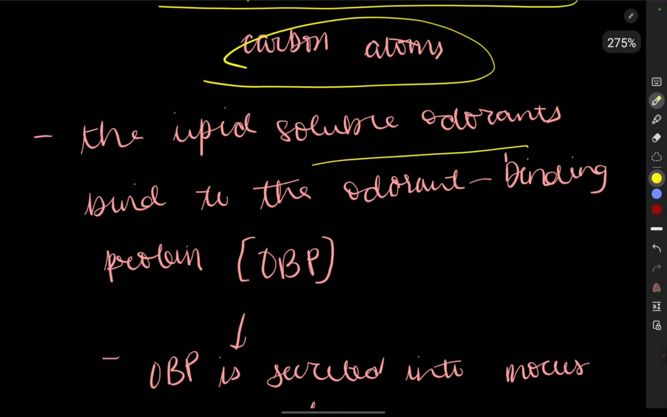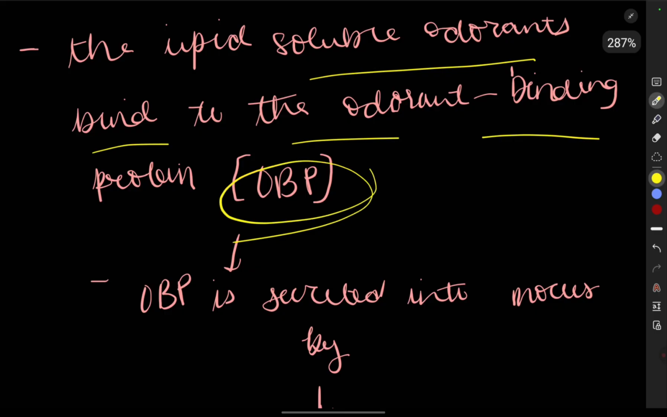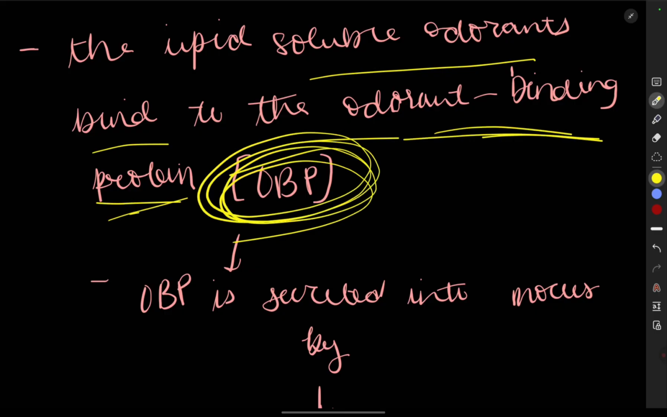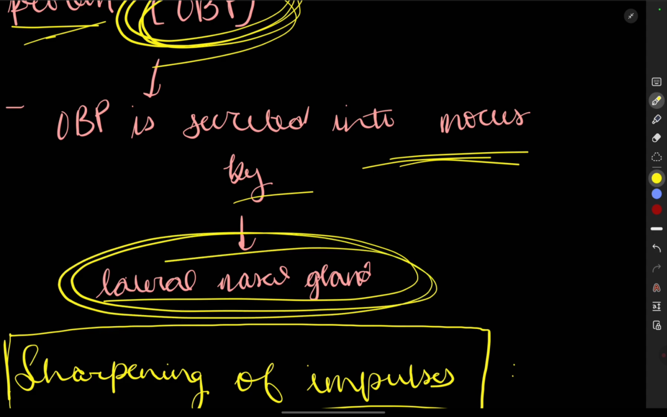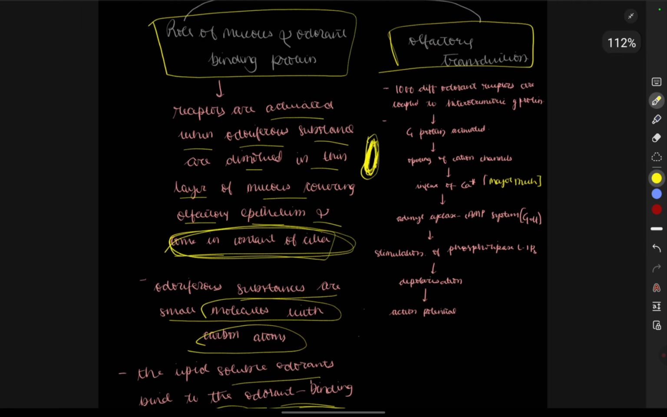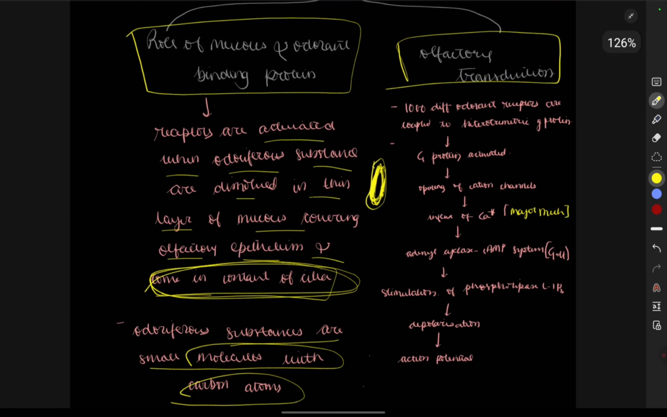Now the odoriferous substances are small molecules with carbon atoms. The lipid soluble odorant binds to the odorant binding protein, that is OBP. The odorant binding protein is secreted into the mucus by the lateral nasal gland. So this is about the role of the mucus and odorant binding protein, that is OBP.